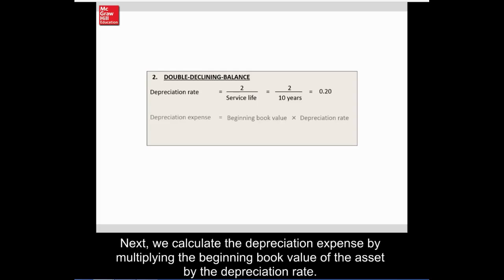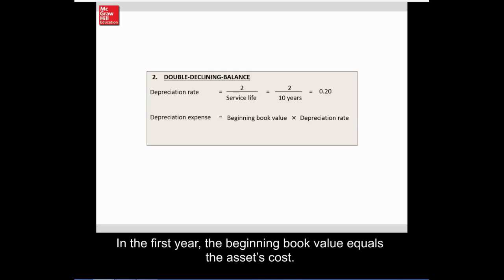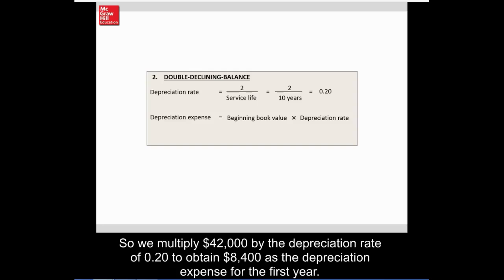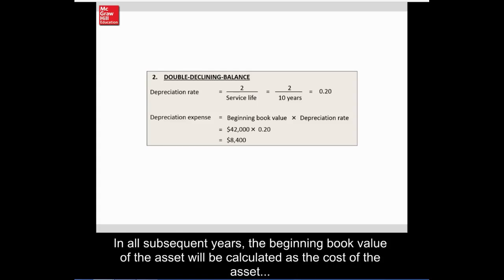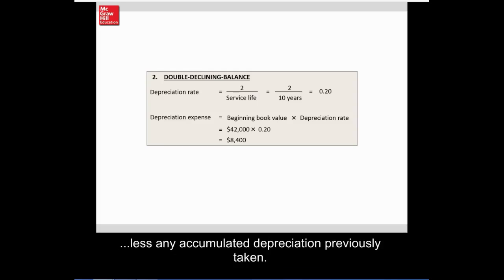Next, we calculate the depreciation expense by multiplying the beginning book value of the asset by the depreciation rate. In the first year, the beginning book value equals the asset's cost. So we multiply $42,000 by the depreciation rate of 0.2 to obtain $8,400 as the depreciation expense for the first year. In all subsequent years, the beginning book value of the asset will be calculated as the cost of the asset less any accumulated depreciation previously taken.